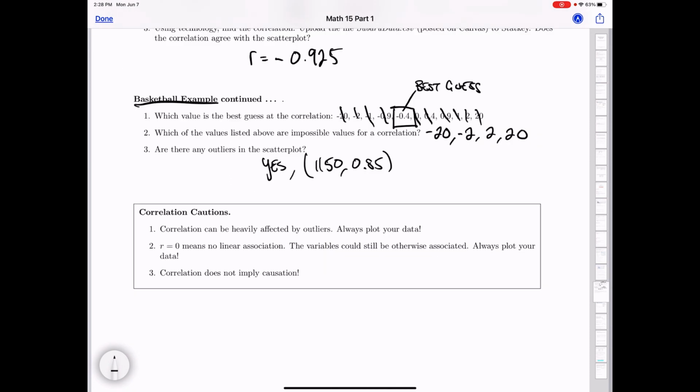Here are a couple correlation cautions. Correlations can be heavily affected by outliers. We always plot our data. R equals 0 means no linear association. It does not mean there's no association. So variables could still be related otherwise. Just remember that the R value doesn't tell you about association in general, only linear association. And of course, correlation or association does not imply causation.